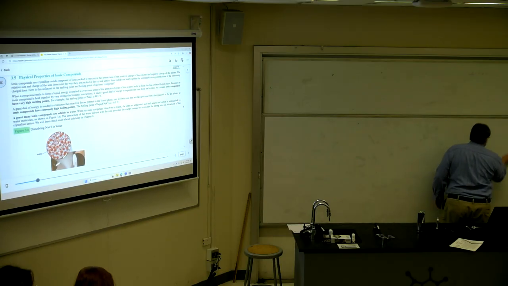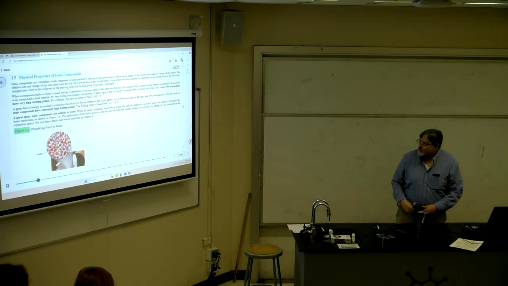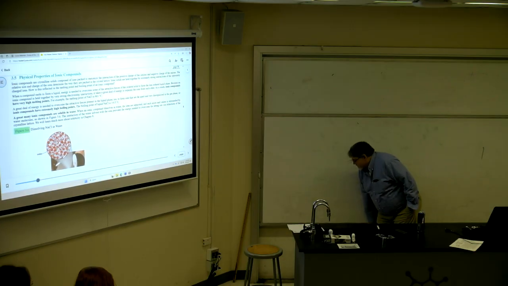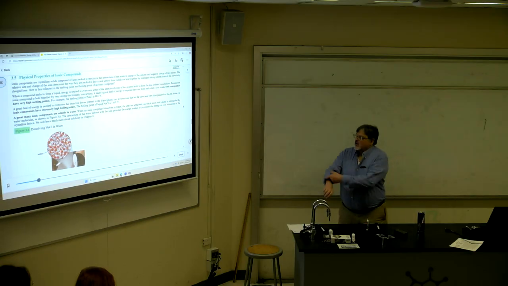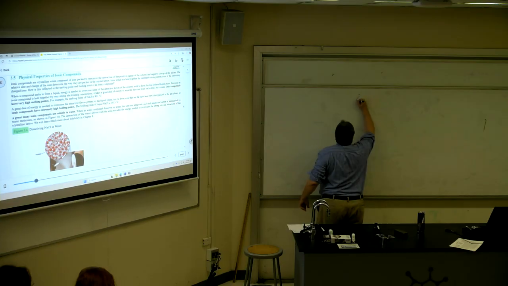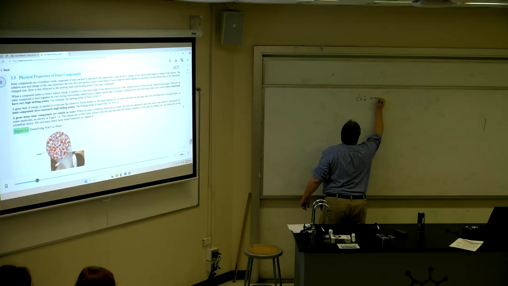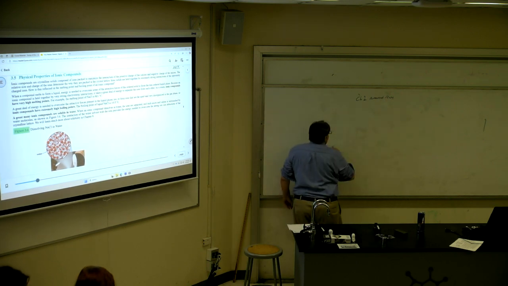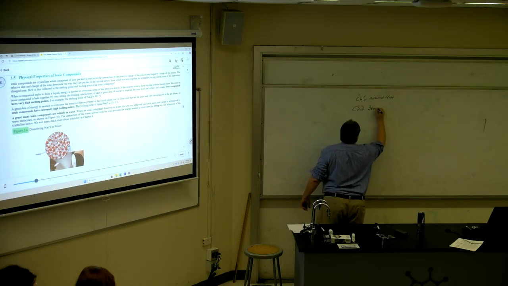I think I've gone over the bulk of what I'm going to go over from this chapter. There's a couple other things to include. So just as a roadmap, again, I'll write this: chapter 1 was all the numerical stuff. Chapter 2 was about atoms.